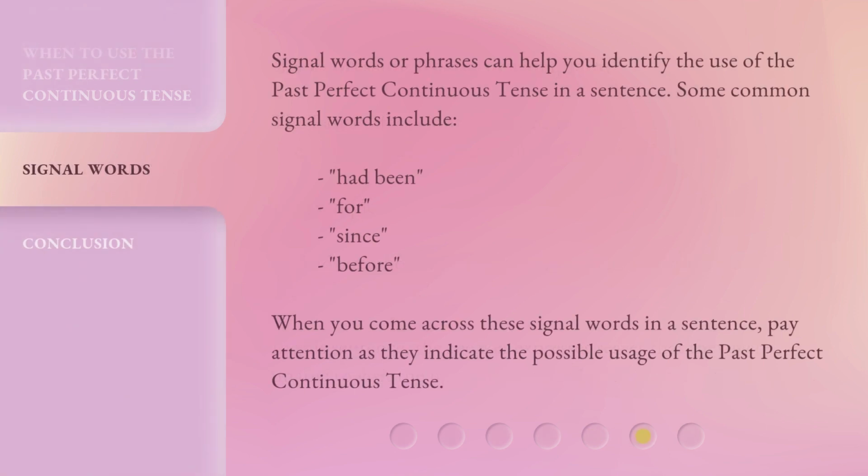Signal words or phrases can help you identify the use of the past perfect continuous tense in a sentence. Some common signal words include had been, for, since, before. When you come across these signal words in a sentence, pay attention as they indicate the possible usage of the past perfect continuous tense.